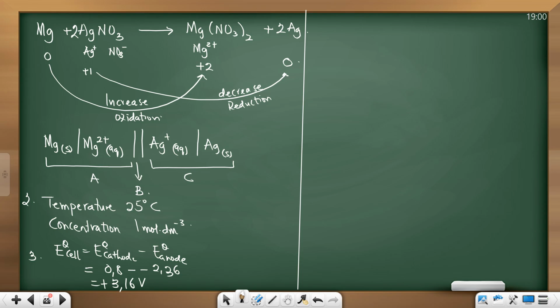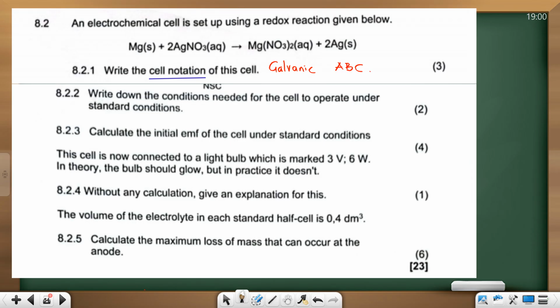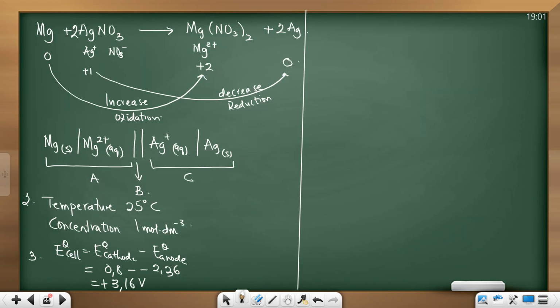Lovely. Number 4. It says the cell is now connected to a light bulb which is marked 3 volts and 6 watts. In theory, the light bulb should glow, but it does not. Without any calculation, give an explanation. Hold on. They said it's marked with what? 3 volts and 6 watts. Yeah, 3 volts, 6 watts.